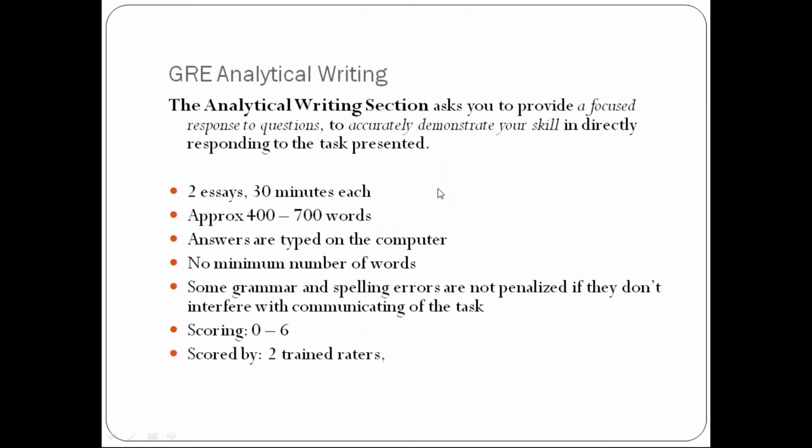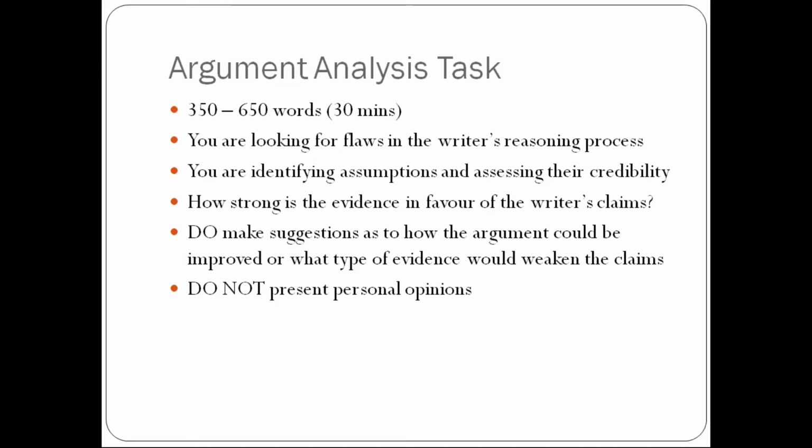So this was the GRE Analytical Writing, where you had 2 essays, 30 minutes each, approximately 400 to 700 words. As I said, the GMAT is just 1 essay, and it's an argument essay. So answers are typed on the computer. There's no minimum number of words, but you should be aiming for about 400. Some grammar and spelling errors are not penalised if they don't interfere with the communication task. Scoring is from 0 to 6. It's scored by 2 trained raters.